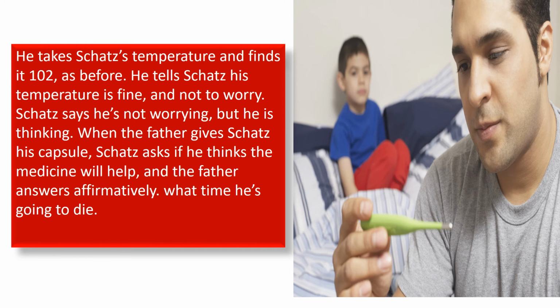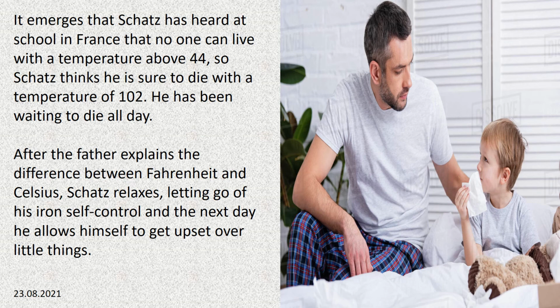Suddenly the boy asks his father what time he is going to die. It emerges that Schatz has heard at school in France that no one can live with a temperature above 44 degrees, so Schatz thinks he is sure to die with a temperature of 102 degrees. He has been waiting to die all day. The father is shocked. Then he explains the difference between Fahrenheit and Celsius. After that, Schatz relaxes, letting go of his iron self-control, and the next day he allows himself to get upset over little things.